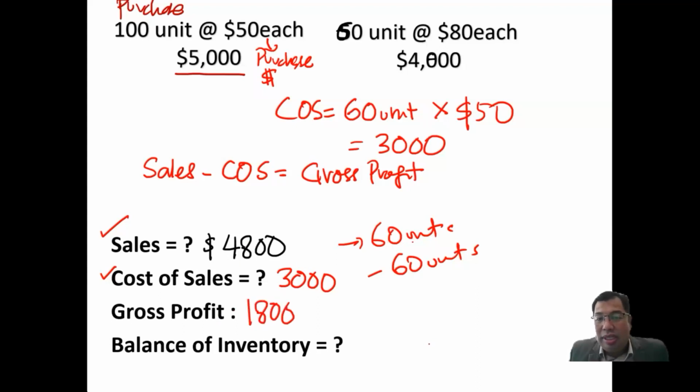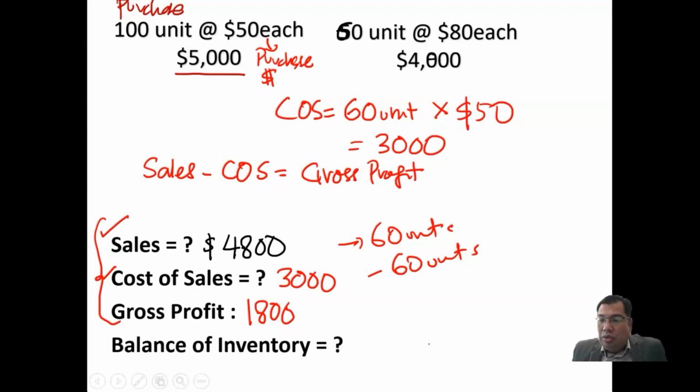Okay. I sold 60 units of workbooks to my students at a price of $80 each. So my sale is 4,800. How much did these 60 units cost me? 60 units multiplied by 50, that is 3,000. So my gross profit is 4,800 minus 3,000, that gives me 1,800. So this is the income statement information.